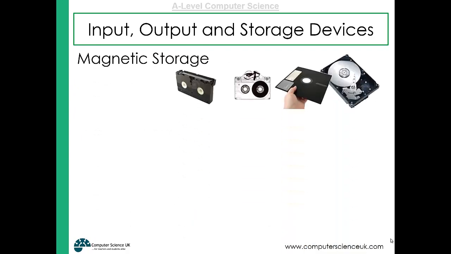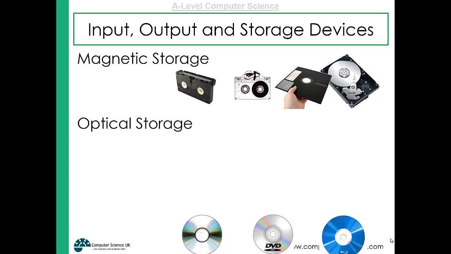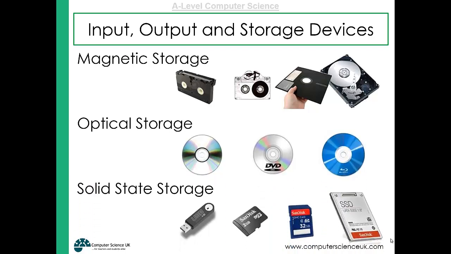Now, there are three different technologies at the moment for secondary storage. We've got magnetic technology, we've got optical technology, and we've got solid-state technology. And these are some example storage devices which use those different technologies.